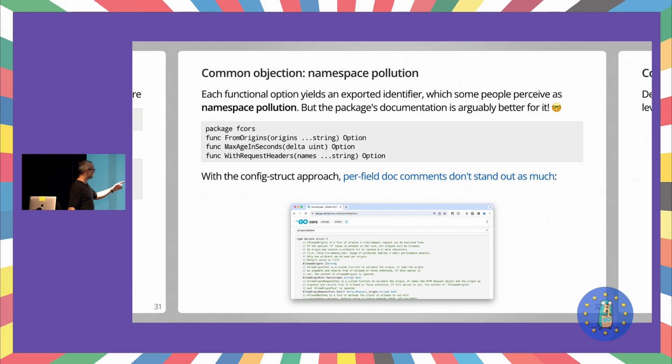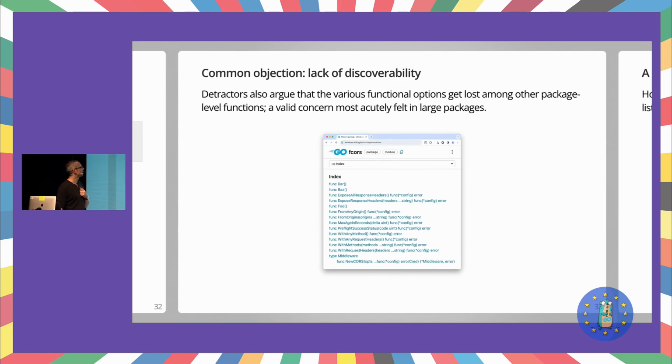And actually, this is a snippet of a course library that uses the config struct approach. I don't know if you can read that from afar, but have a look at the documentation of the different fields of the struct. Harder to read than if you have top-level functions. Okay? All right.